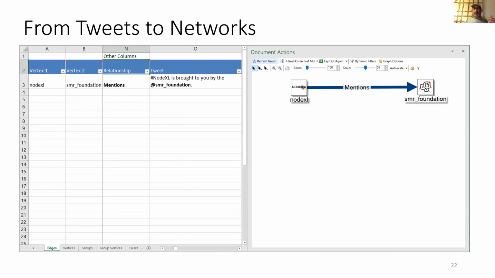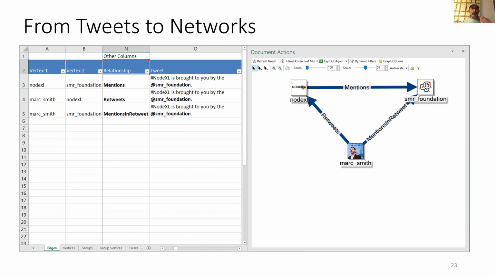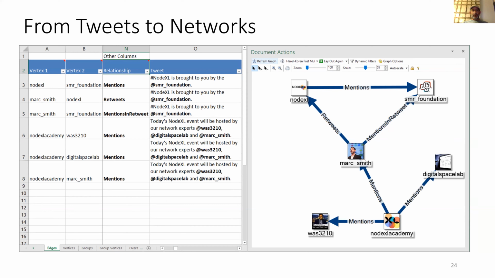We will be able to take a message, let's say a message that the NodeXL account writes, and it says, NodeXL is brought to you by the SMR Foundation. That would mean a line. But if another account comes along, it's me, and I retweet that, two lines are created because I'm retweeting one account and I'm mentioning in a retweet another account. Another user comes along, that would be Wasim over at NodeXL Academy, and he writes a tweet that mentions me, mentions another person, and mentions his own account.